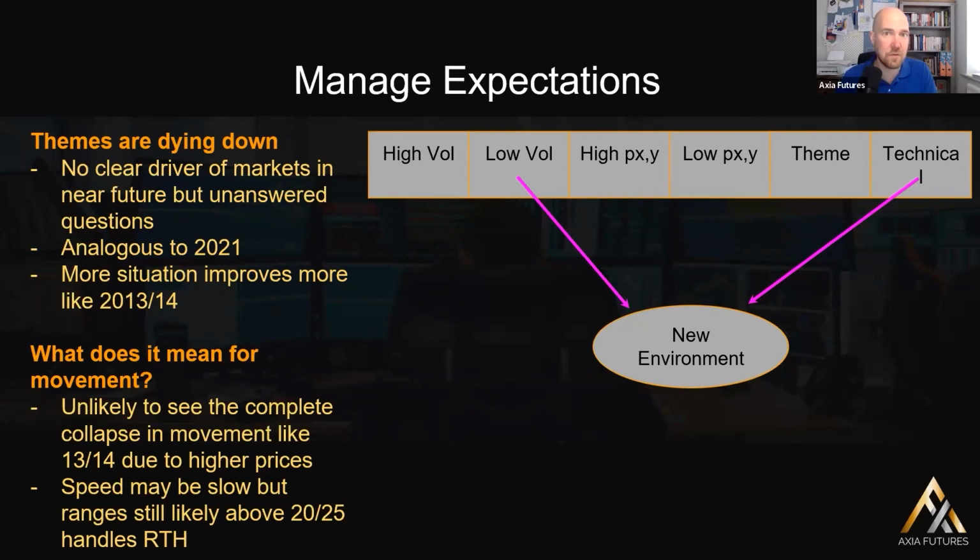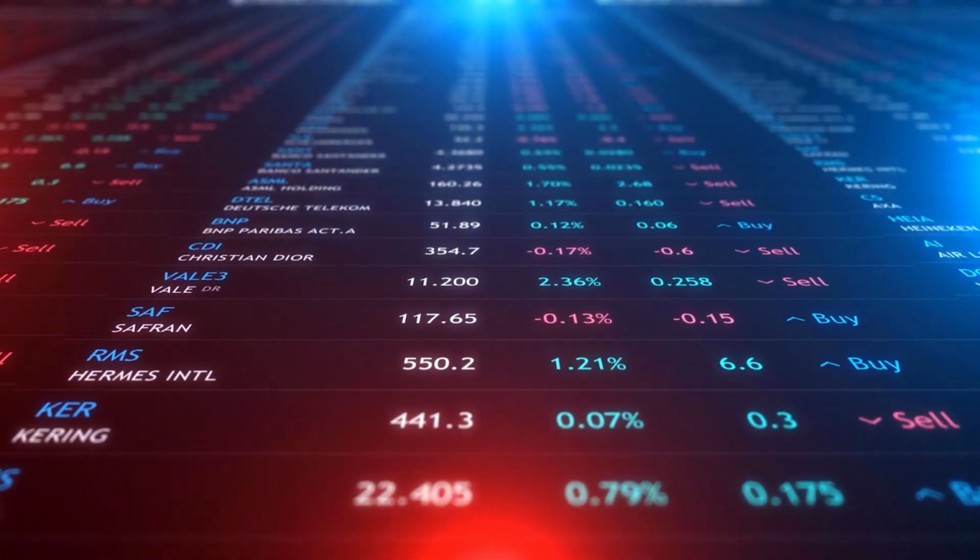Correlations are falling back as well. Take, for example, the S&P, not correlating particularly well to many things at the moment. So markets become more independent. You can focus on one market.